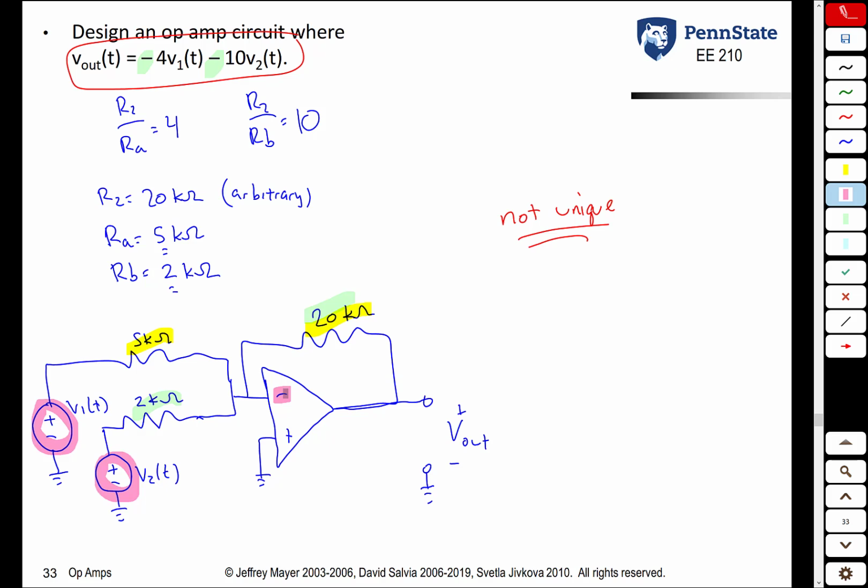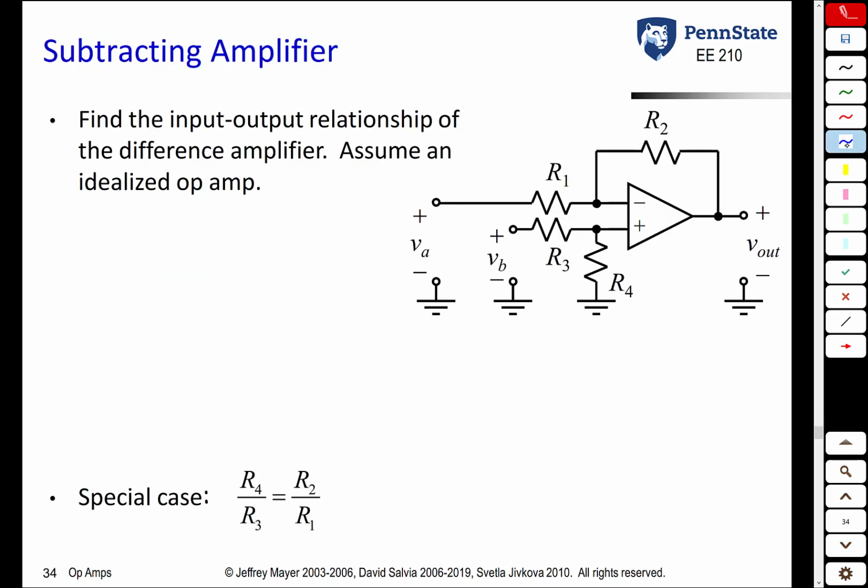What happens if you connect one of the inputs to the inverting terminal of the op-amp and the other input to the non-inverting input terminal of the op-amp? There we're going to get a subtracting amplifier. So we'll look at this one now.